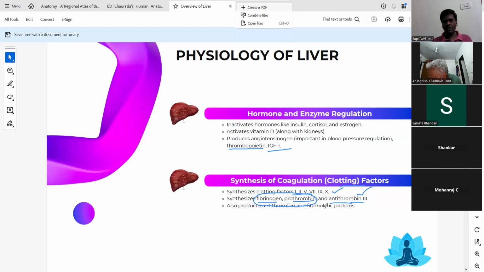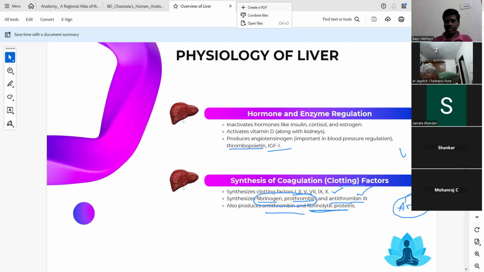So all these things are automatic, controlled by the autonomous nervous system. So we'll have to be thorough with the autonomous nervous system's role in each and every aspect. And the liver also produces the antithrombin and fibrinolytic proteins.